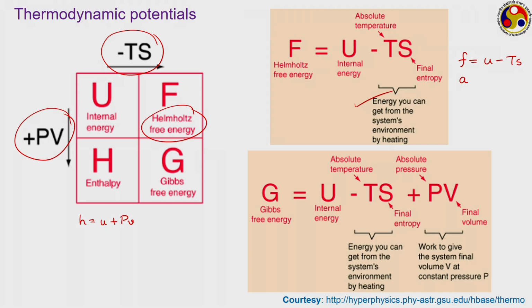So, U is the amount of energy needed to create the system, plus PV is the amount of energy needed to make space for the system, minus Ts, which is the energy the system is getting from the environment. So, these four together are called the potential of the system. Let me summarize this one. H is equal to U plus PV, then F is equal to U minus Ts, and G is equal to H minus Ts, that is U plus PV minus Ts, and these four together are called the thermodynamic potentials of a system.